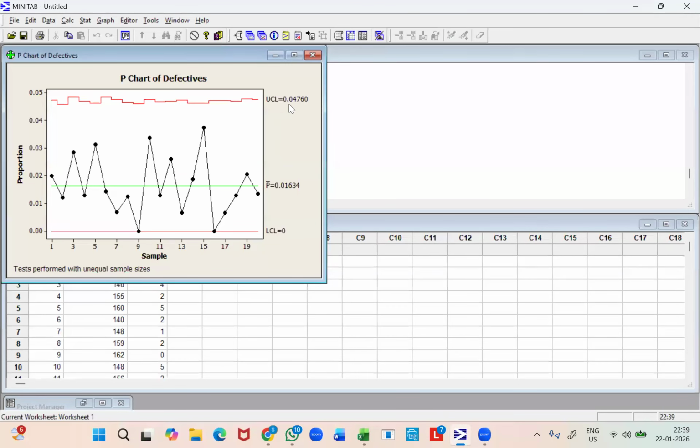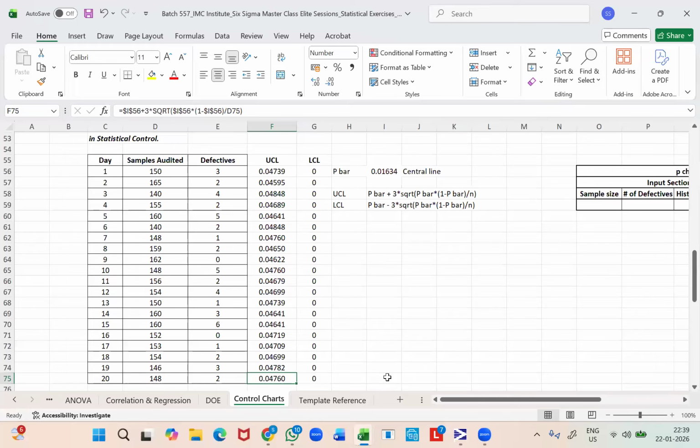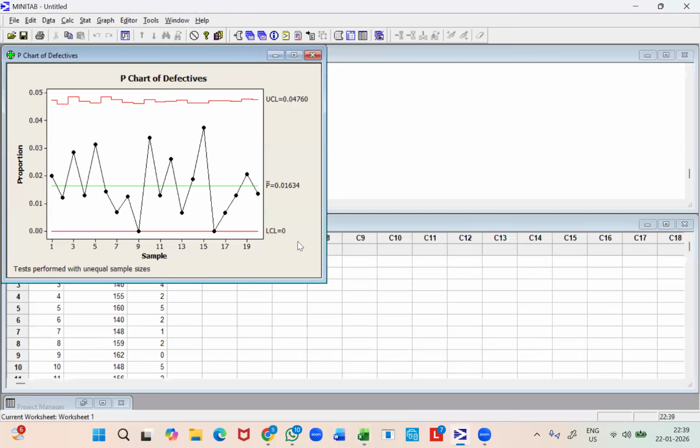So whatever value you find for UCL here, it's on the 20th day. That is the final day, which is 0.04760. So the UCL value is 0.04760. And as I told you, LCL is 0 for all the days.